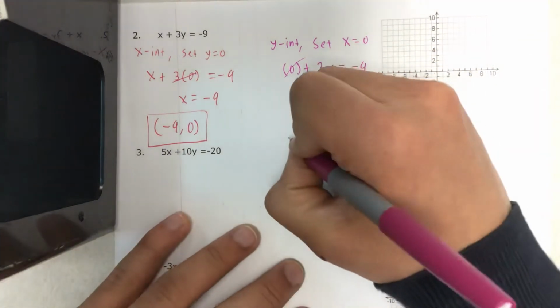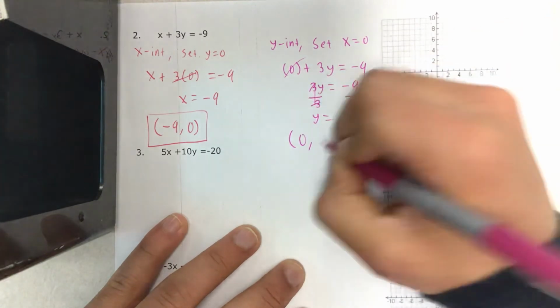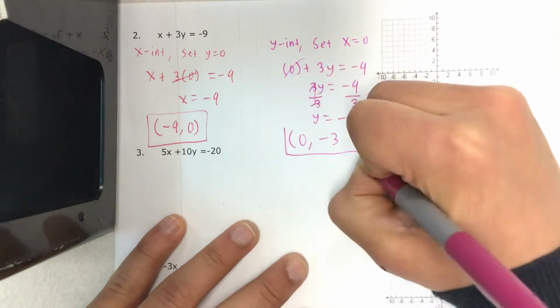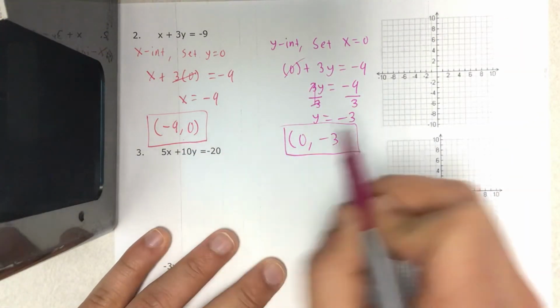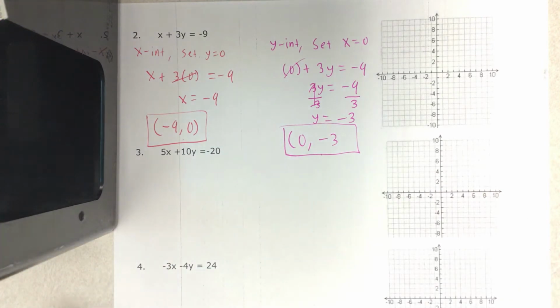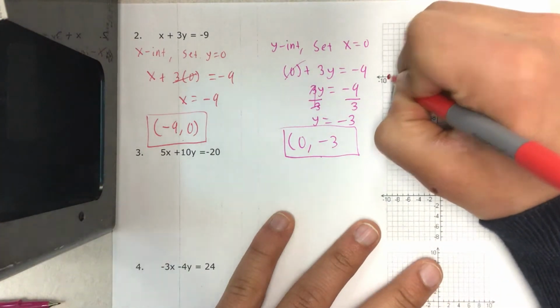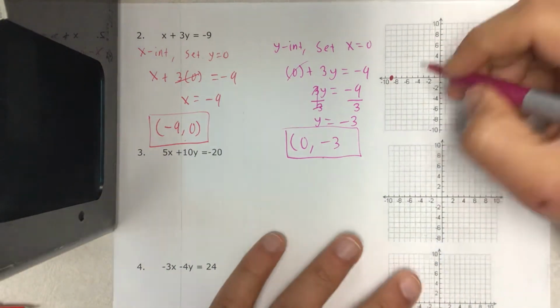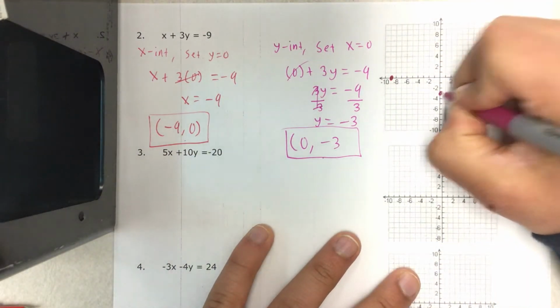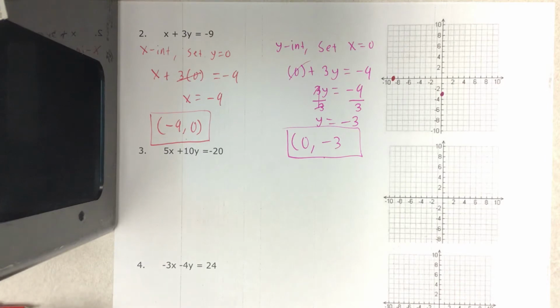Again, that's not my answer. I put 0, comma, -3, and I have my two ordered pairs, my x-intercept and my y-intercept. So we graph my x-intercept, -9, 0, that goes right there. My y-intercept, 0, -3, goes right there. Okay, and we're good, right? We don't have to connect the dots here unless it asks you to, but if it just says plot the x and y intercepts, perfect, you're done.